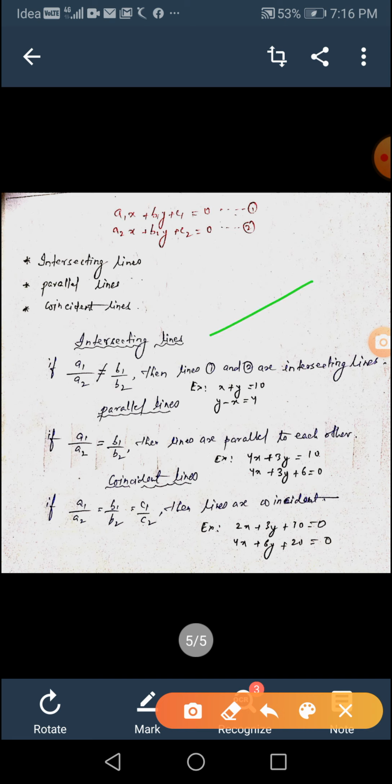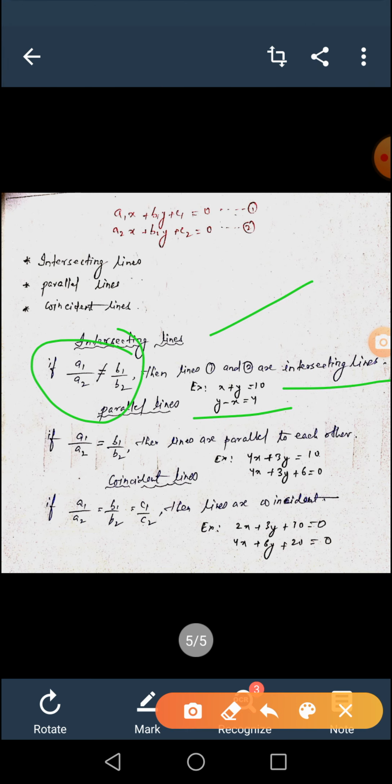Now what is the first point? Intersecting lines. The given straight lines are intersecting lines if we have this condition: if a1 by a2 is not equal to b1 by b2, then we say those two straight lines are intersecting lines. The example I have given is the previous question which we did in the previous video, the graph one: x plus y equals 10 and y minus x equals 4. These two lines intersect at the point (3, 7), that is why they are known as intersecting lines.